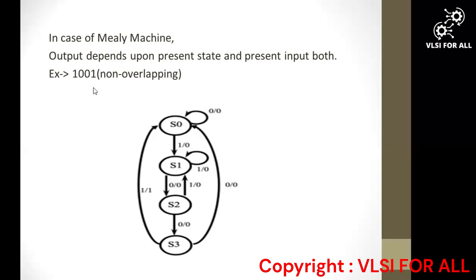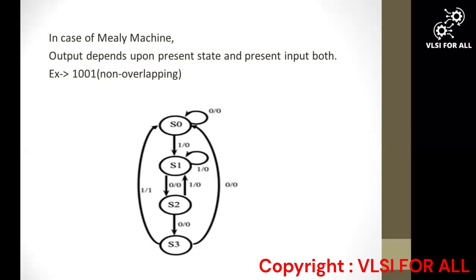Why S0? Because our sequence would become 1 0 1 0 0, so it is of no use. So we will start our sequence again from the initial state S0, and our output is not detected here, so output will also be 0. But when on S3, when it detects 1, then 1001 is detected, so our output becomes 1 here. Then it will start again from S0.